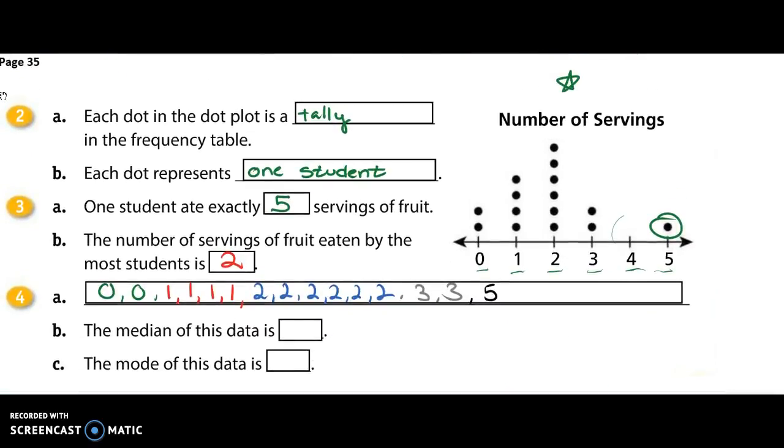But now that everything's in order from least to greatest, it's very, very simple to find our median and our mode. We always need our data in order to find our median. So let's go ahead and do that. I'm going to cross off the outside numbers as I work our way in. So 0 and 5, 0 and 3, 1 and 3, 1 and 2, 1 and 2, 1 and 2, 2 and 2. What's my median? 2. I'm going to get rid of all of these slash out marks.